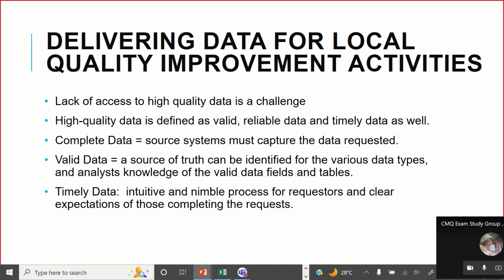So complete data means that the source system must capture the data requested. Valid data means that the source of truth can be identified for the various data types, plus the analyst's knowledge. So it's two things when we talk about validity. It's the source and the truth of the information being provided, plus the knowledge of the person collecting or analyzing the data of the valid data fields and tables that they need to look at.